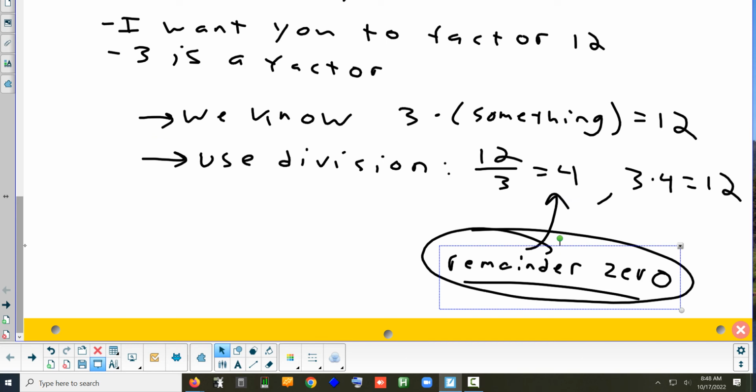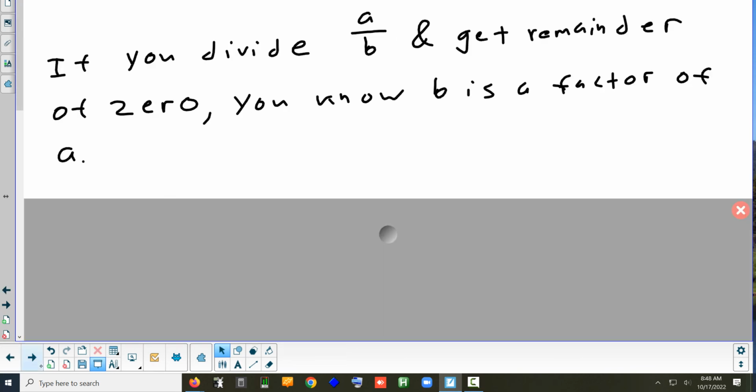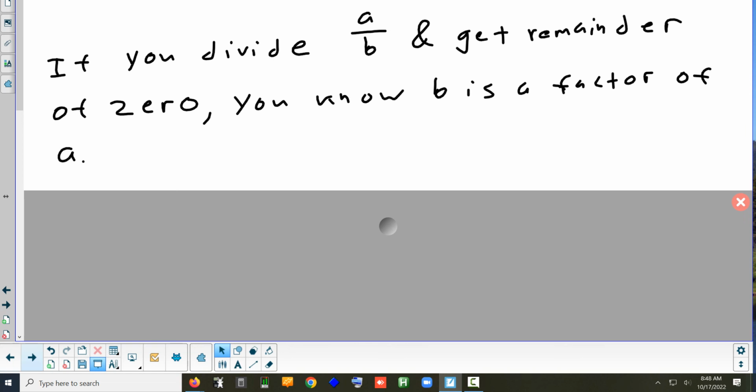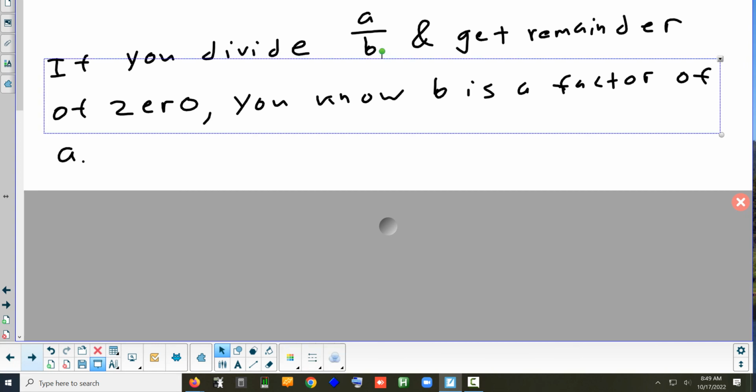And long division is one way to find a remainder. It's not always the fastest way, it depends on the problem. So basically I just said that to you guys. If you divide 2 things and you get a remainder of 0, then you know what you divided by is a factor.